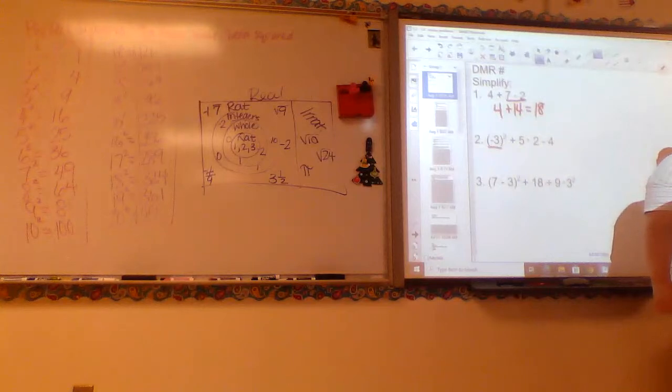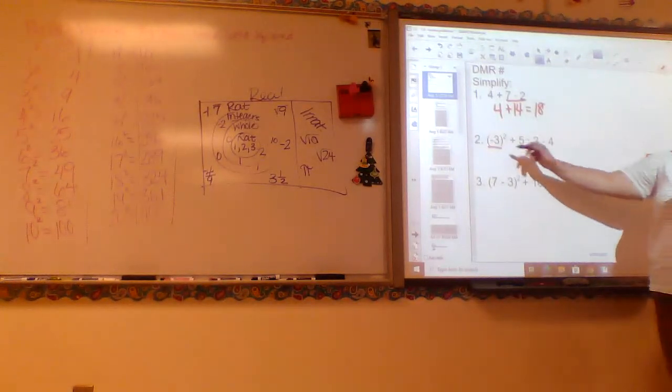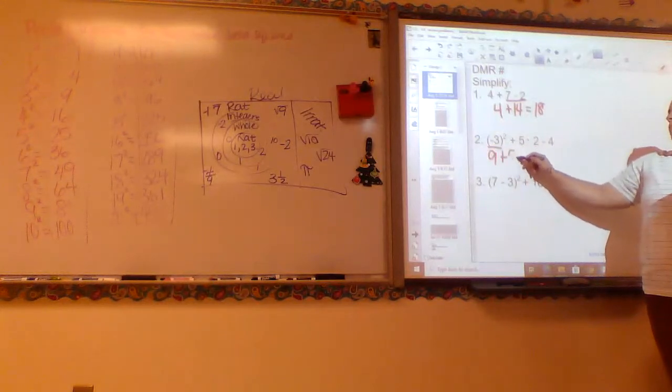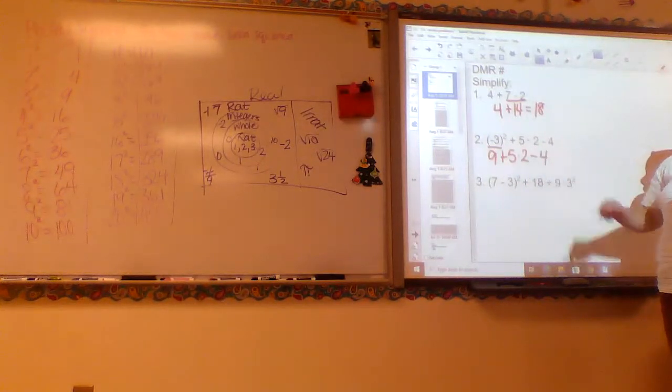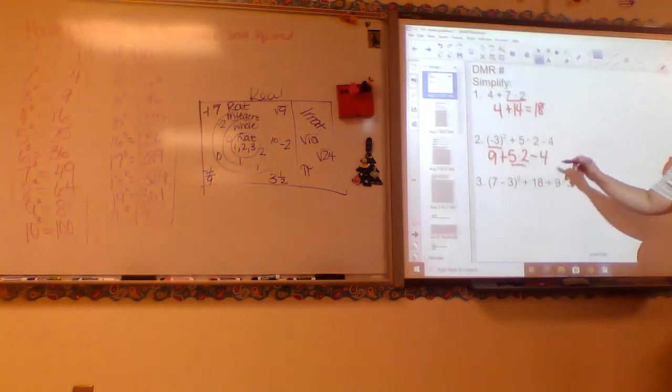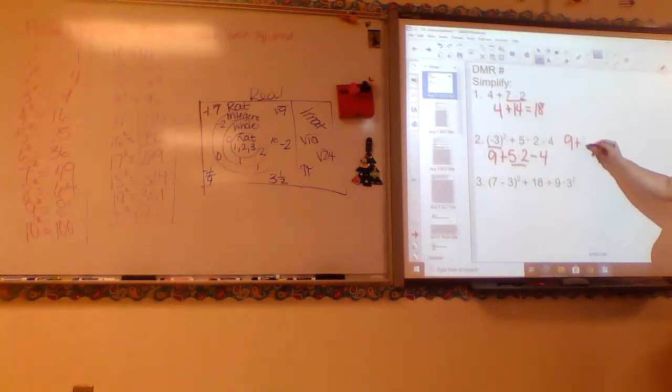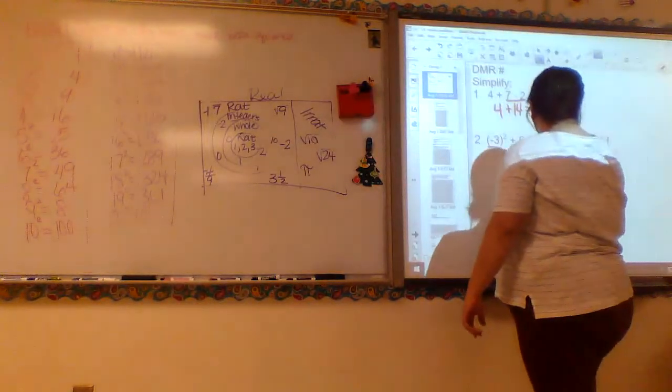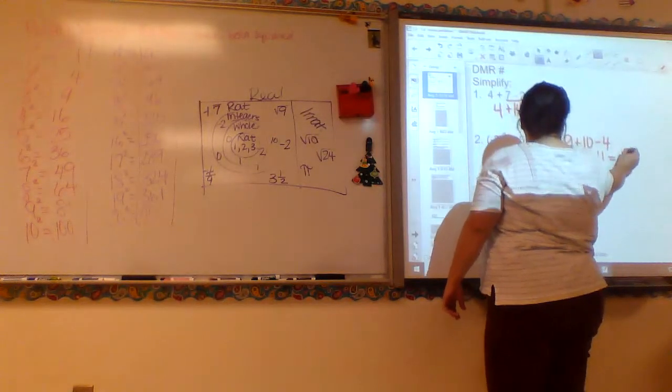All right, the second one, exponent, parenthesis first. What's negative 3 squared? Positive 9. Negative 3 squared is negative 3 times negative 3, which is positive 9. And then after that, I look for multiplication and division. So 5 times 2, that's 10. So that's 9 plus 10 minus 4. And then I add and subtract from left to right. So 9 plus 10, that's 19. And 19 minus 4, that's 15.